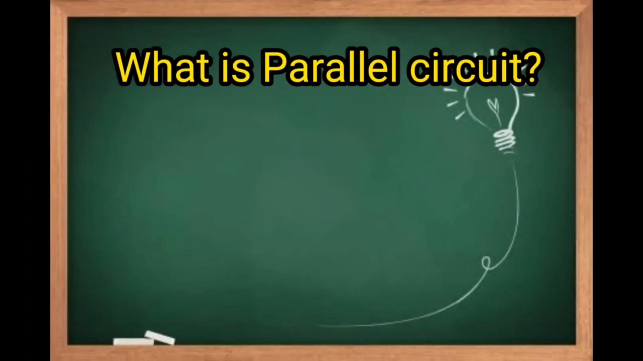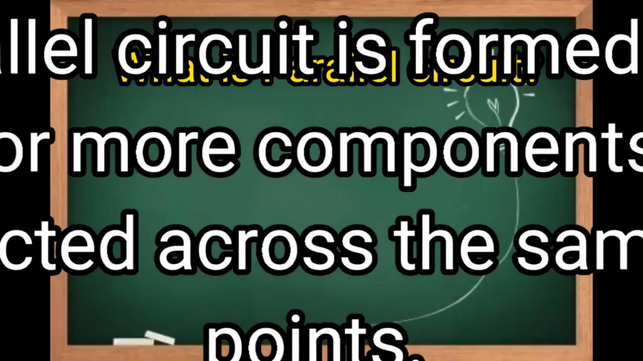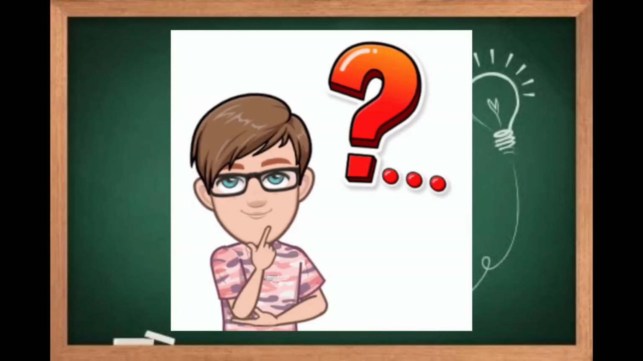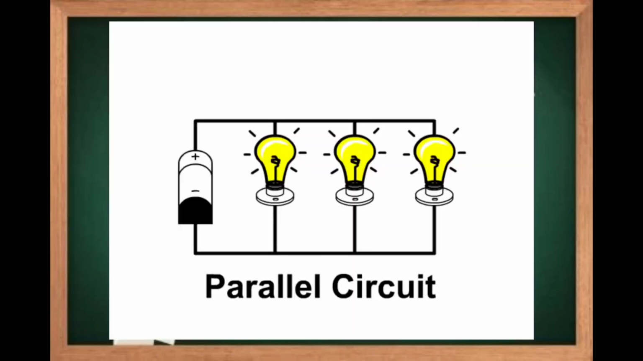What is parallel circuit? A parallel circuit is formed when two or more components are connected across the same 2 points. A common application of parallel circuit is the typical house wiring of any receptacle to the 220-volt AC power line. Have you seen a parallel circuit? This is an example of a parallel circuit.